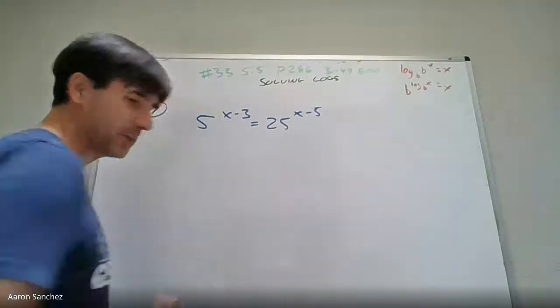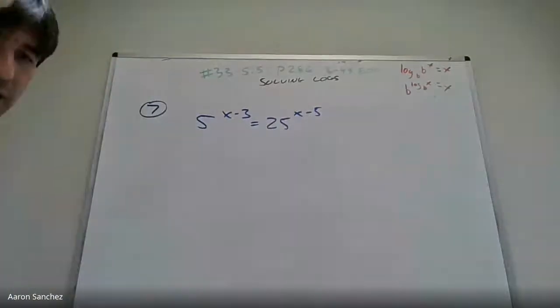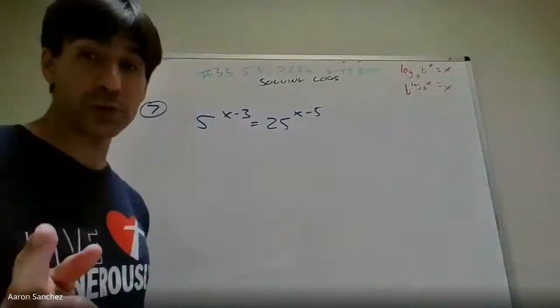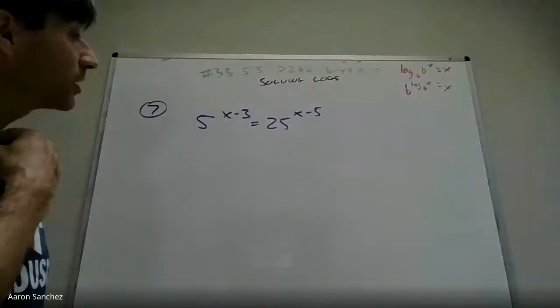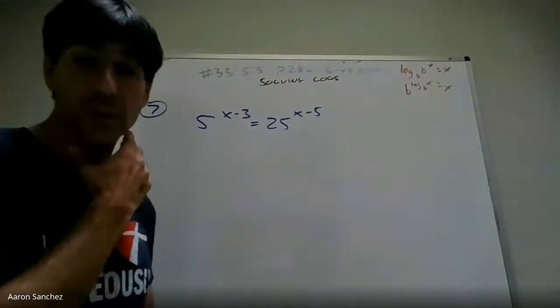And if you don't get it right, it's my fault, not yours. But someone just yell it out. If not, I'll just call on someone. 25? Not 25. You would think 25, but that's not what I'm looking for. 50? Well, that's not a good base. It has to be smaller. Smaller than 25.